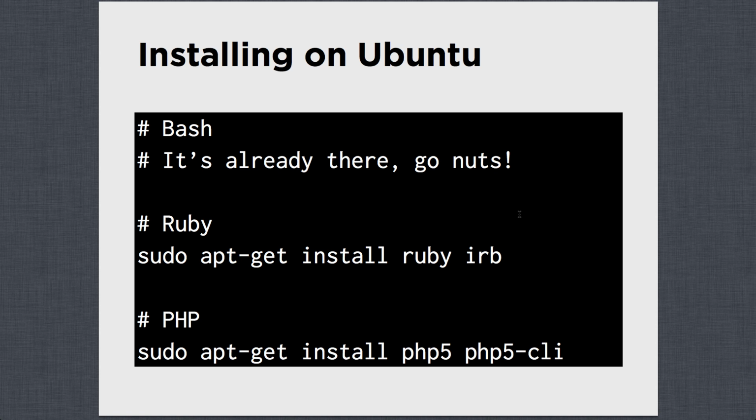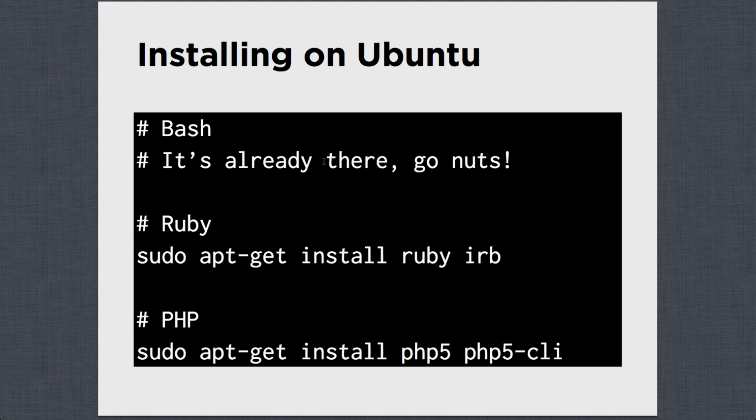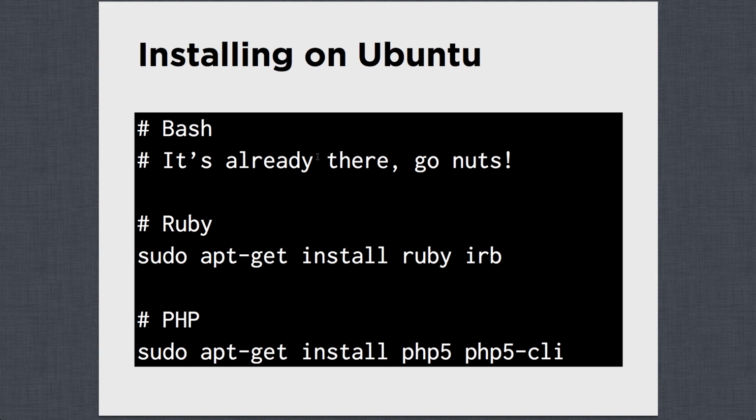So installing on Ubuntu, because this stuff doesn't come built in automatically, except for Bash. Bash is already there, so we can already start using that for our scripting. We have Ruby, which is just apt-get install ruby and irb. And irb is the interactive Ruby shell, and that allows us to actually run Ruby right in the command line. You'll see an example of that a little bit later. And then we should all be familiar with PHP by now, and we all know it's apt-get install php5 and then php5-cli.